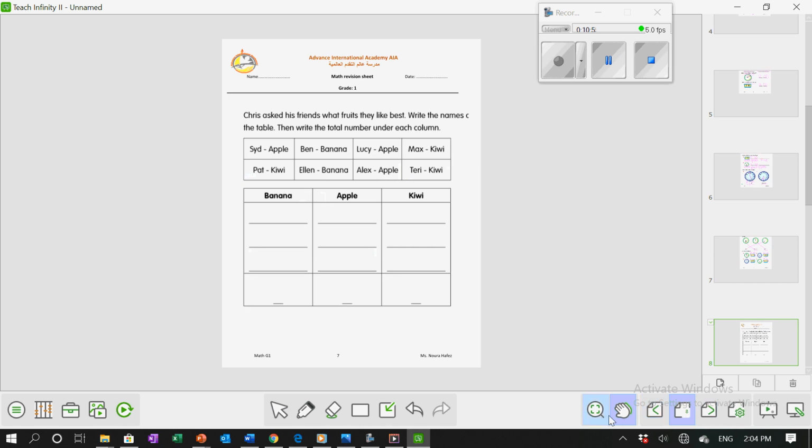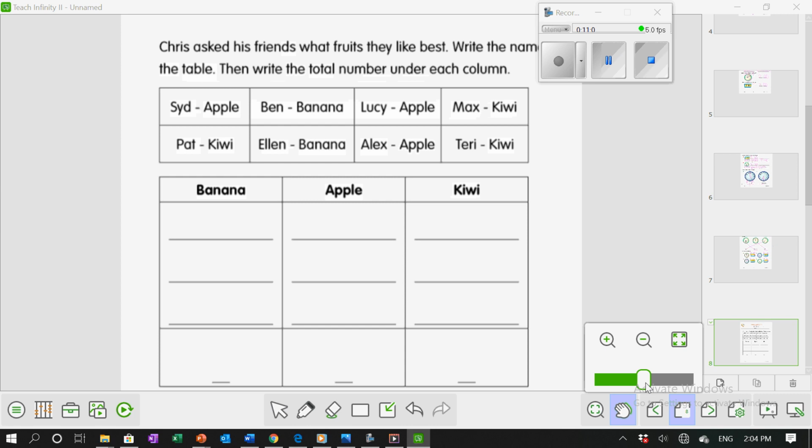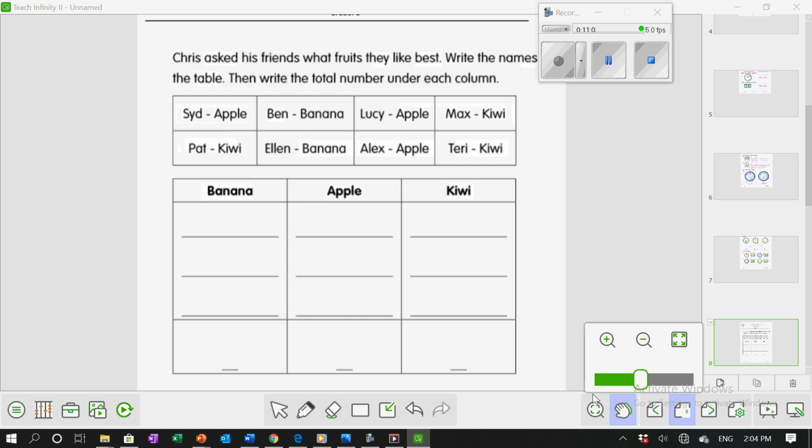Yes, here we have, let's see it, it's about sorting. Chris asked his friends what fruits they like best. Write the names in the table, then write the total number under the column. So here I have Sid for apple, Ben for banana, Lucy for apple, Max for kiwi, Pat for kiwi, Ellen for banana, and Alex for apple, Terry for kiwi.